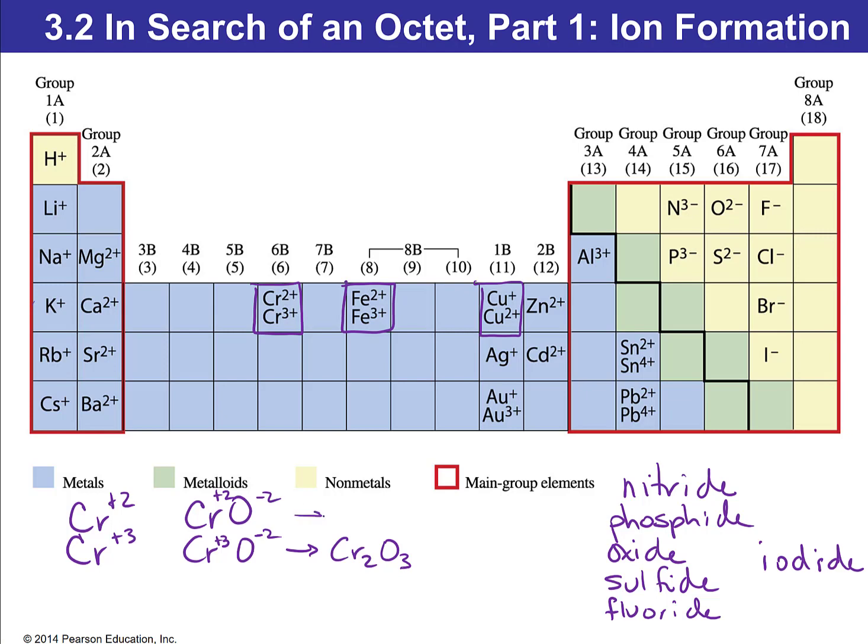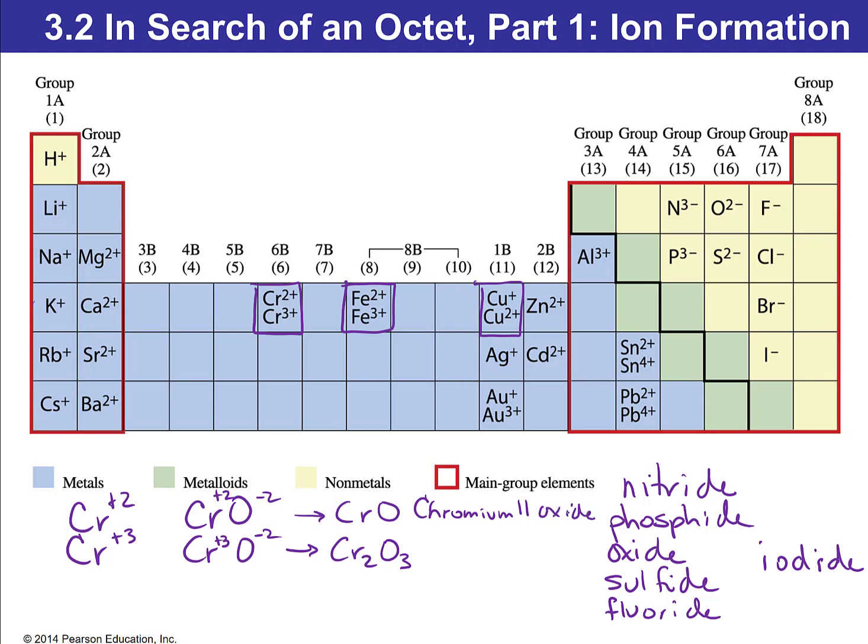So see, they exist in 2 different forms. I can have CrO or Cr2O3. So how would I know which one is which, other than the formula, like when I name this? When I name this, I have to tell you which chromium I'm talking about. This is where the Roman numerals come in. So if it's this first one, I would call this chromium 2 oxide.